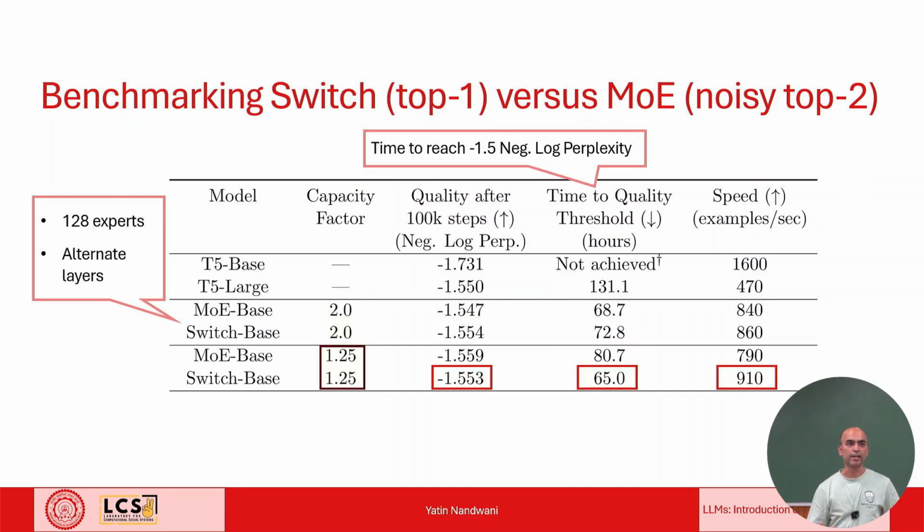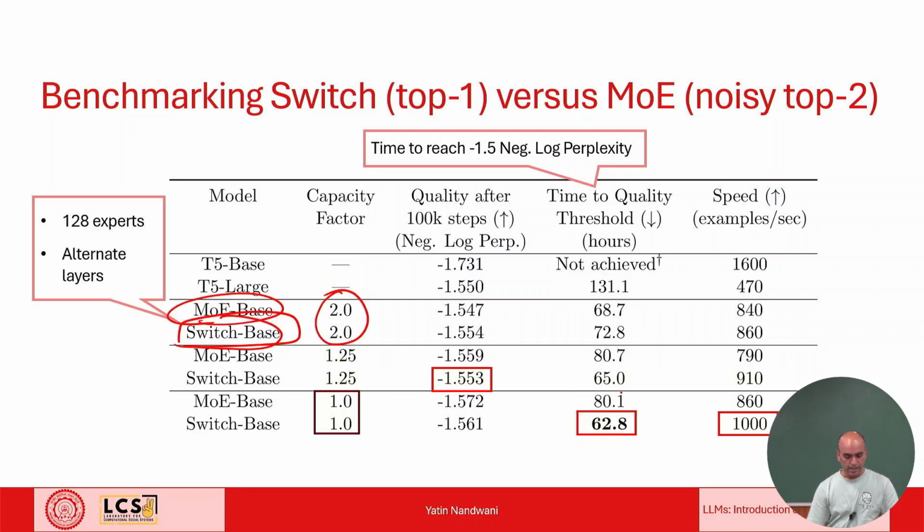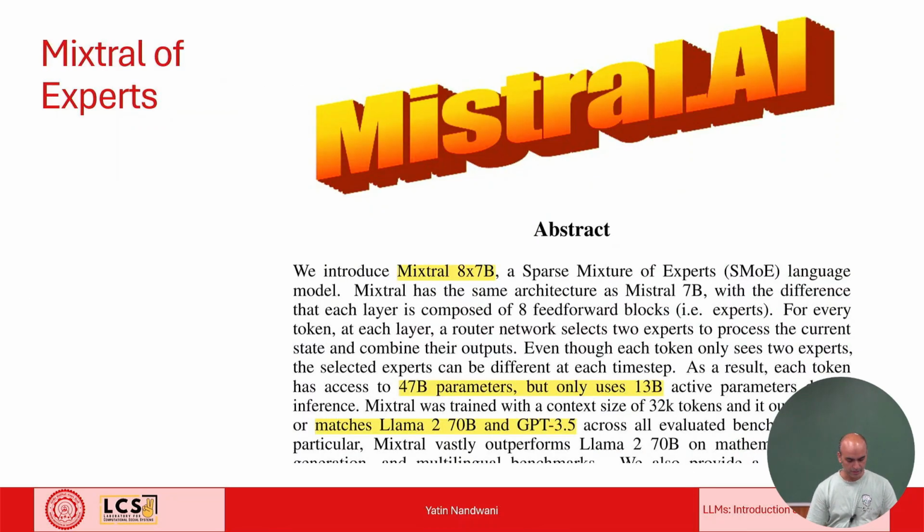Now reducing the capacity factor helps, so maybe it's introducing more regularization. Therefore, when they reduce the capacity factor to 1.25, their quality, which they measure as negative log perplexity after 100,000 steps, is the best, and it also improves the time to quality threshold. So what they are measuring in this column is whatever time it takes to achieve a perplexity of negative 1.5. The base model is not able to achieve this, and time to this quality threshold of negative 1.5 it reaches in 65 hours, right? And yeah, so let's skip this.